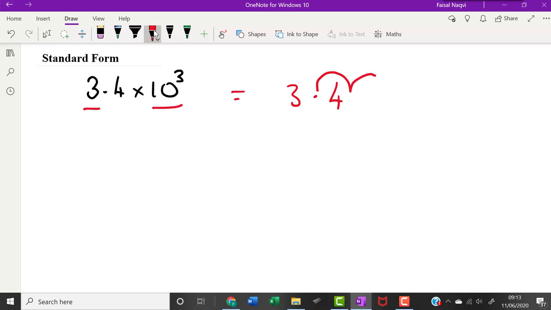1, 2, 3. That's where my decimal point is going to go. I've now got 2 gaps, so in those gaps I put a 0. So I get 3,400. And that is my number as an ordinary number. So 3.4 times 10 to the power 3 is the same as 3,400.